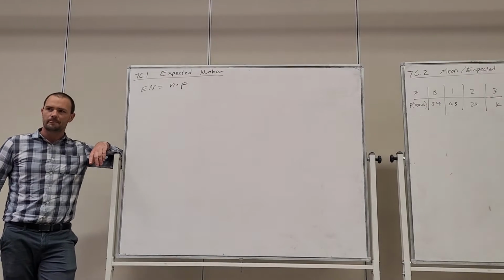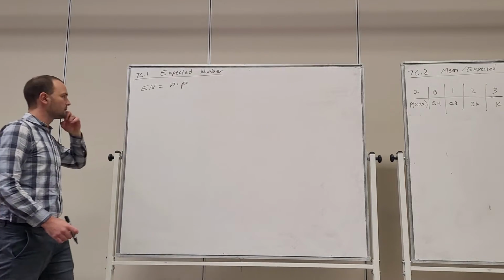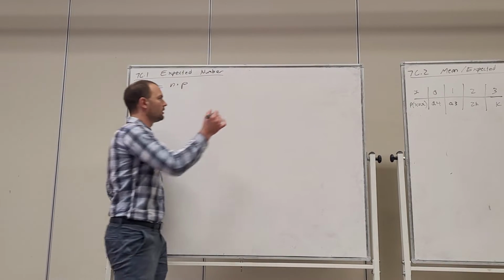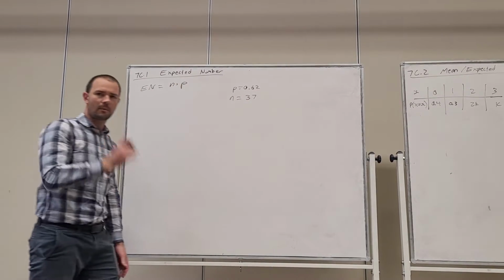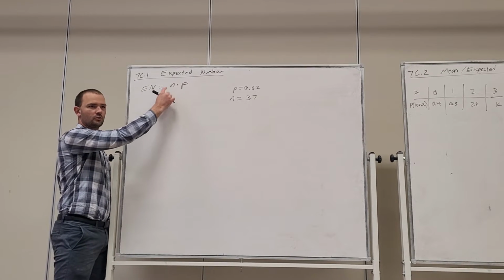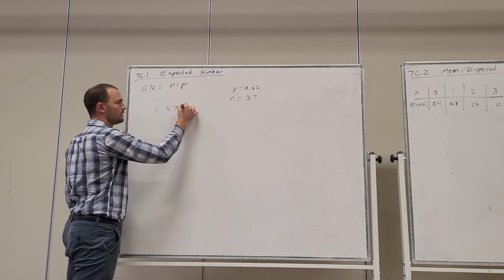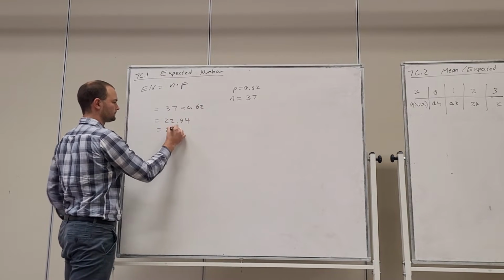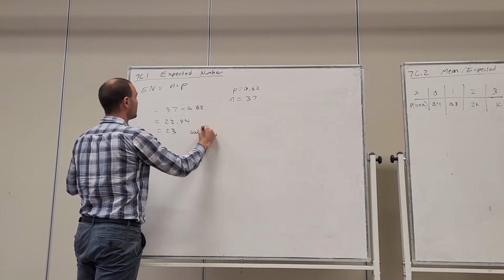7C.1, expected number. I think this is probably the easiest exercise in the textbook. Our question is, Matt is a goalkeeper and he has a probability of saving a penalty shot of 0.62, and given 37 trials, how many do we expect him to save? The expected number of saves is equal to the number of trials times the probability of him saving them. So that's going to be 37 times 0.62. Just do that one in my head. 23 saves we expect. That is literally all you're doing in 7C.1.